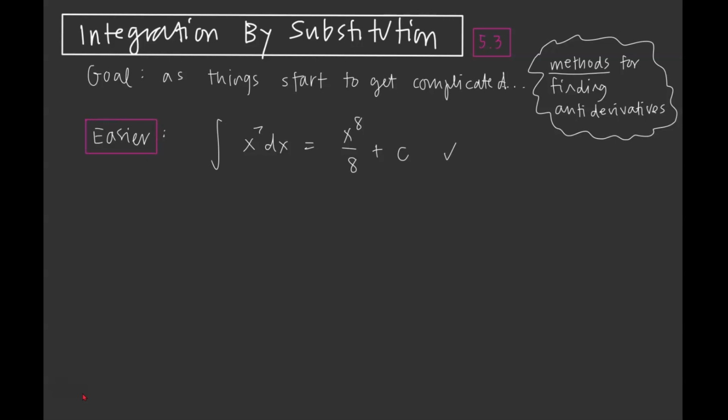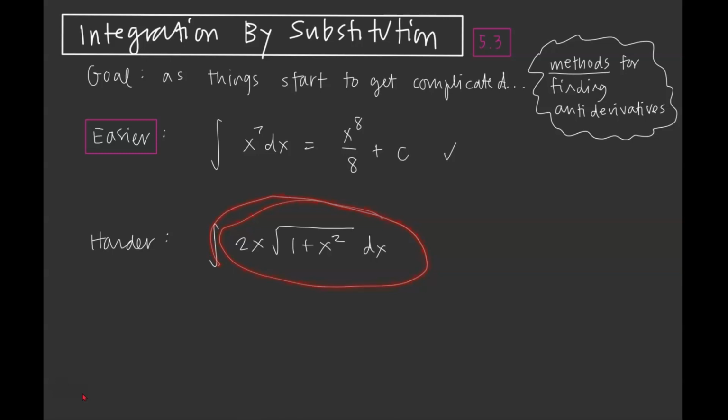But as we look at harder problems, we might get something that looks more like this. Say you had 2x times the square root of 1 plus x squared dx, and we need to find the antiderivative of this. This is not quite as obvious. We can't maybe do it all in our head. And so we're going to introduce a method called substitution.